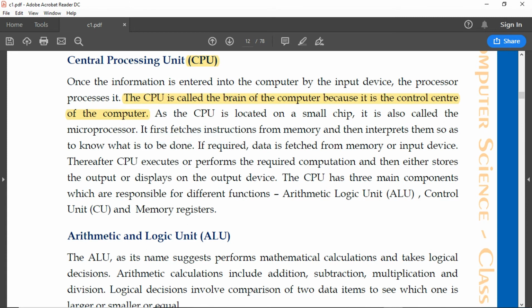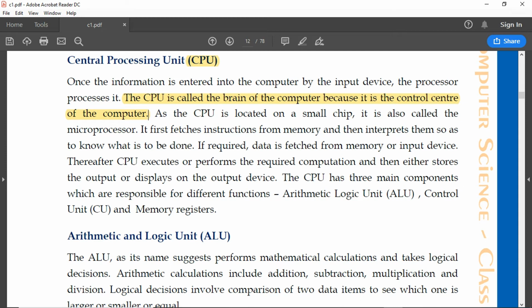As the CPU is located on a small chip, it is also called the microprocessor. It first fetches instructions from memory and then interprets them so as to know what is to be done. If required, data is fetched from memory or input device. Thereafter CPU executes or performs the required computation and then either stores the output or displays on the output device.